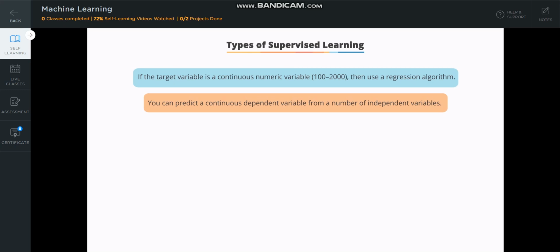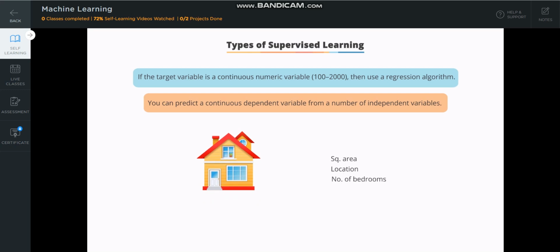Assume you want to predict the price of a house, given its features like square area, location, number of bedrooms, etc. Here, the price is a continuous numeric variable that can be predicted using a simple regression algorithm. Use the equation y equals w times x plus b. This equation shows the relationship between price, y, and square area, x, where price is a number from a defined range.